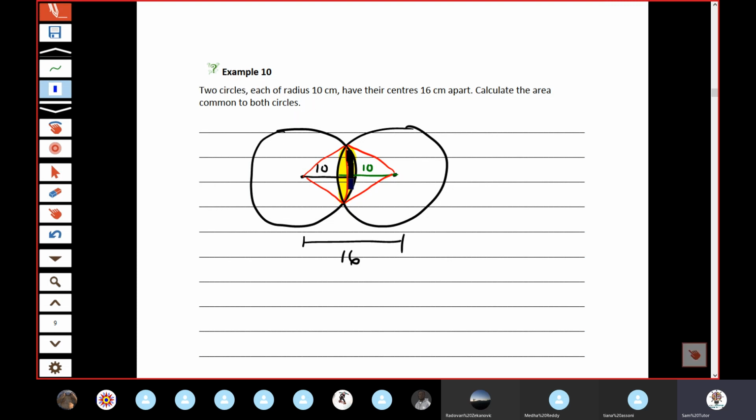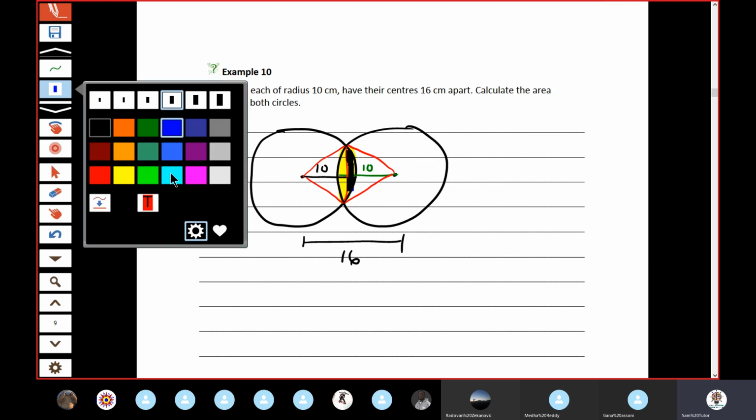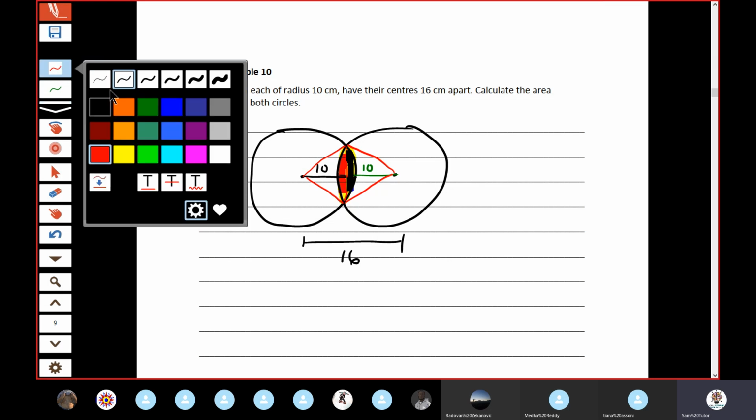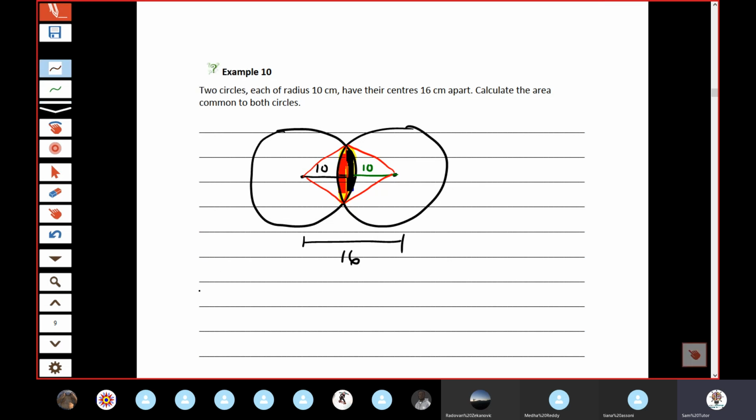I'm going to find this segment, this segment, and I'm going to find this segment of this triangle. Add them up, and I'm done. So that sounds easy, but let's see if we've got enough information for it. So segment: half r squared, theta minus sine theta.